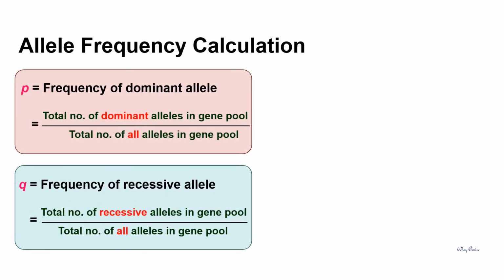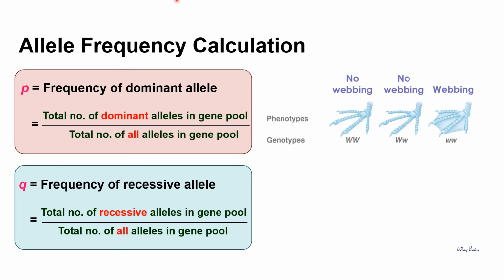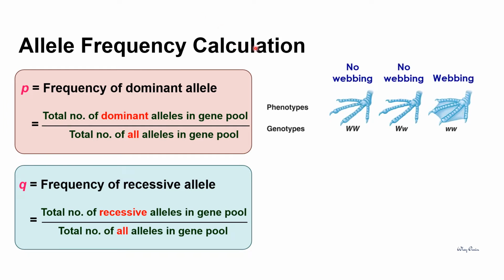Let's summarize the formula used to calculate the allele frequency, which are the frequency of the dominant allele and the frequency of the recessive allele. For the blue-footed booby, there are two types of feet. The feet with no webbing are the dominant phenotype, and the feet with webbing are the recessive phenotype.